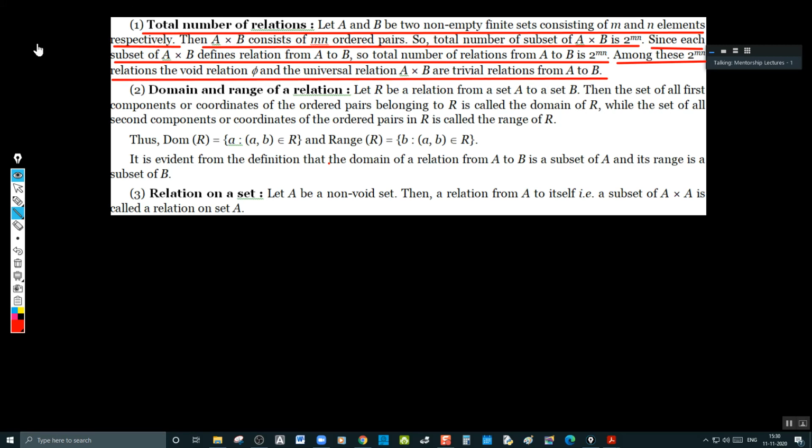Remember that. This name is new to you, I think. Trivial. So how many trivial relations are there in A cross B? One is the void relation, the other one is the relation itself. If you're not understanding that, I'll tell you.